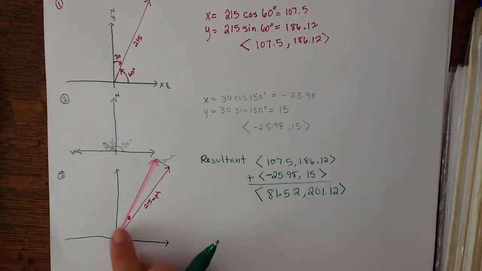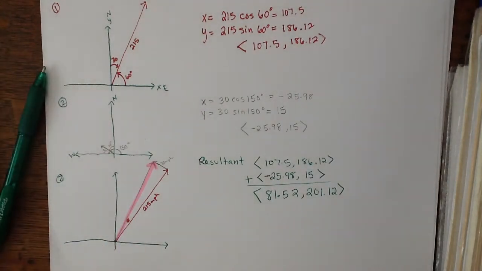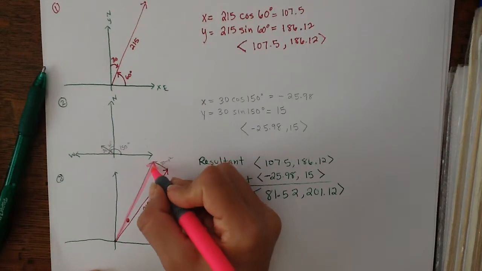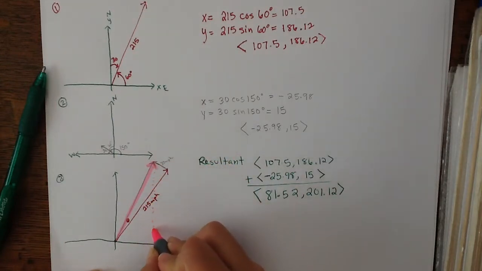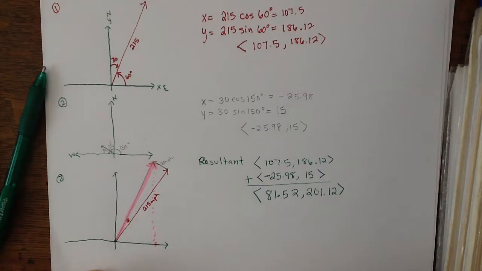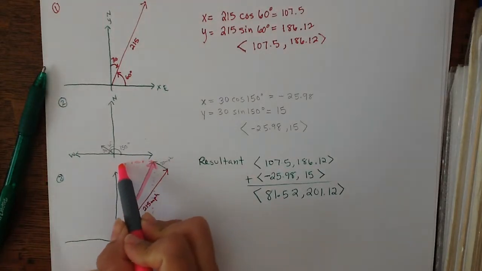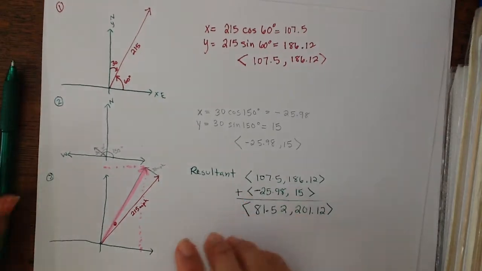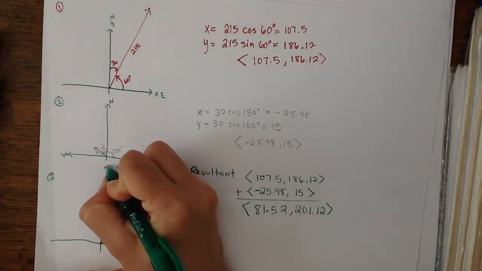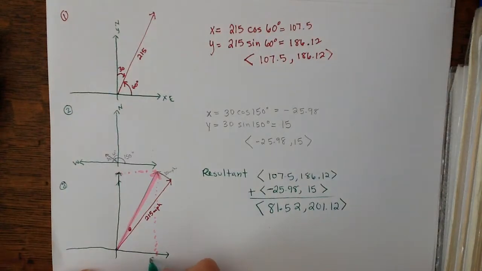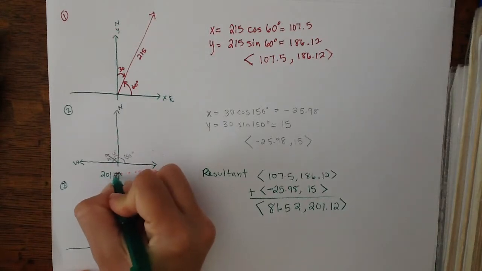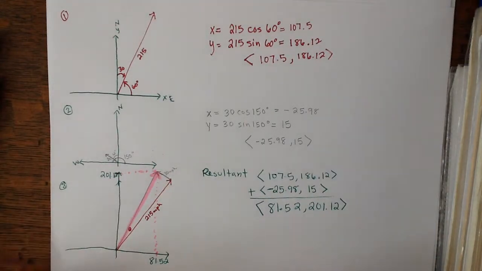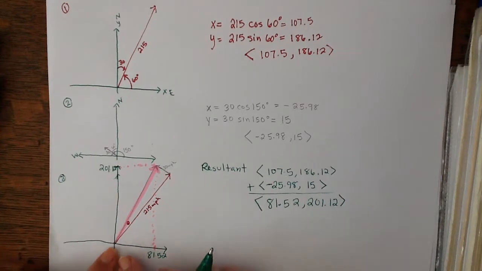This is the component form of this vector right here in pink. What this is saying is that we would have to go 81.52 miles per hour in the x direction, and 201.12 in the y direction. Let me extend my axis right here. This is 81.52. This is 201.12. These values tell you how much this vector is moving in the horizontal direction and in the vertical direction.